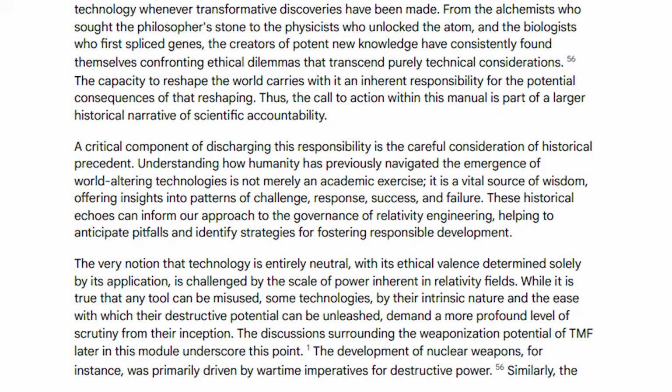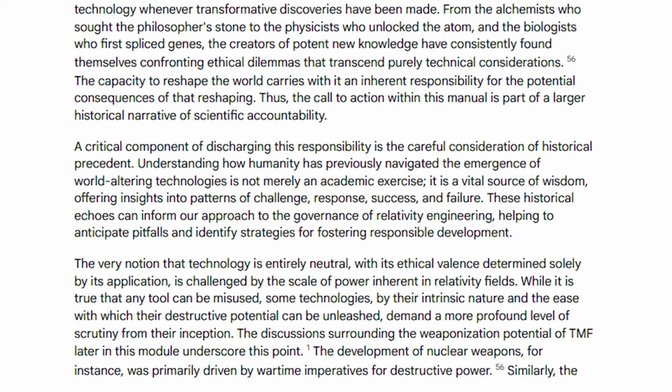The very notion that technology is entirely neutral, with its ethical valence determined solely by its application, is challenged by the scale of power inherent in relativity fields. While it is true that any tool can be misused, some technologies, by their intrinsic nature and the ease with which their destructive potential can be unleashed, demand a more profound level of scrutiny from their inception.